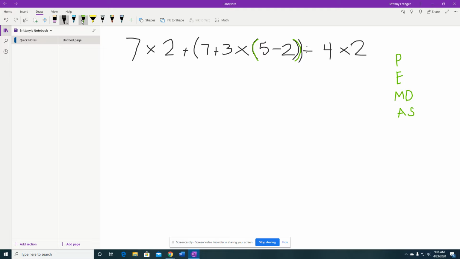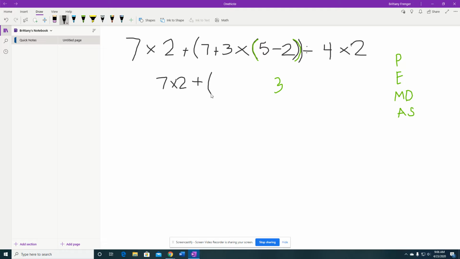And I know that 5 minus 2 equals 3. So I'm going to bring down my 3. And remember, we're always bringing it down, okay? For those who don't like to bring everything down every time, I need you to try your hardest to remember to bring everything down. So now I'm going to write down our problem.